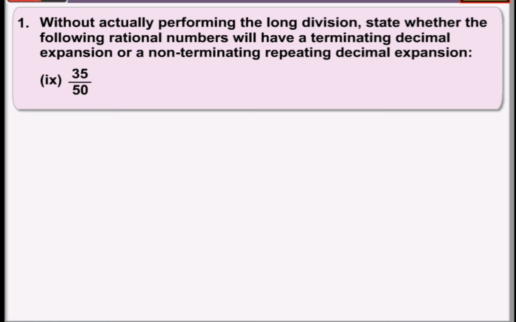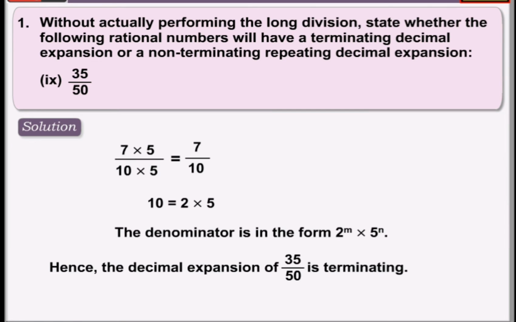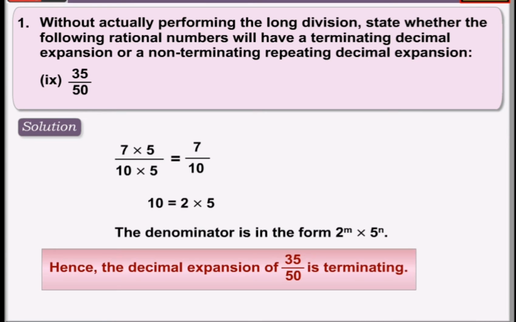Number 9. 35 upon 50. Answer. Well, factorization would be 7 into 5 upon 10 into 5. That is 7 upon 10. 10 is equal to 2 into 5. Now, here the denominator is in the form of 2 raised to power m into 5 raised to power n. Hence, the decimal expansion of 35 upon 50 is terminating.